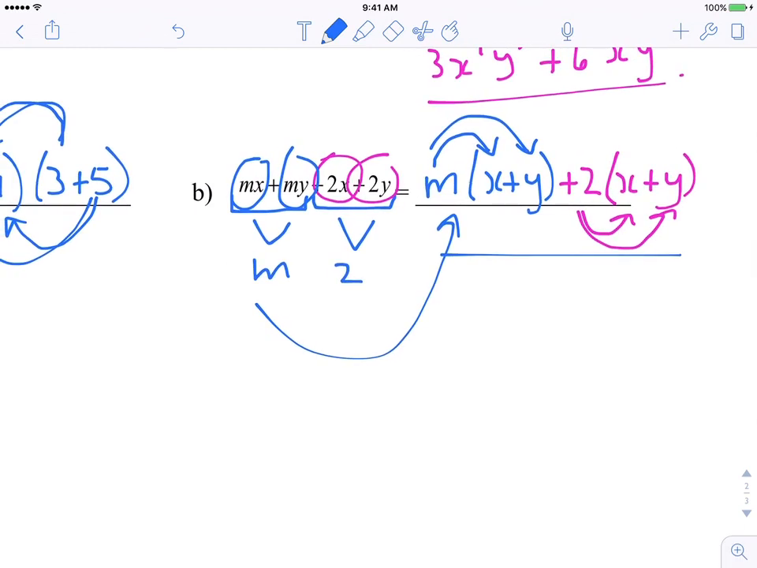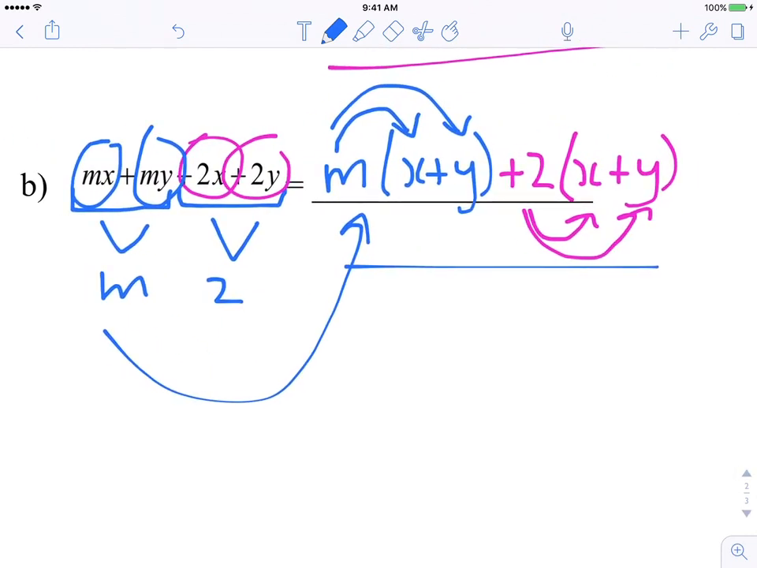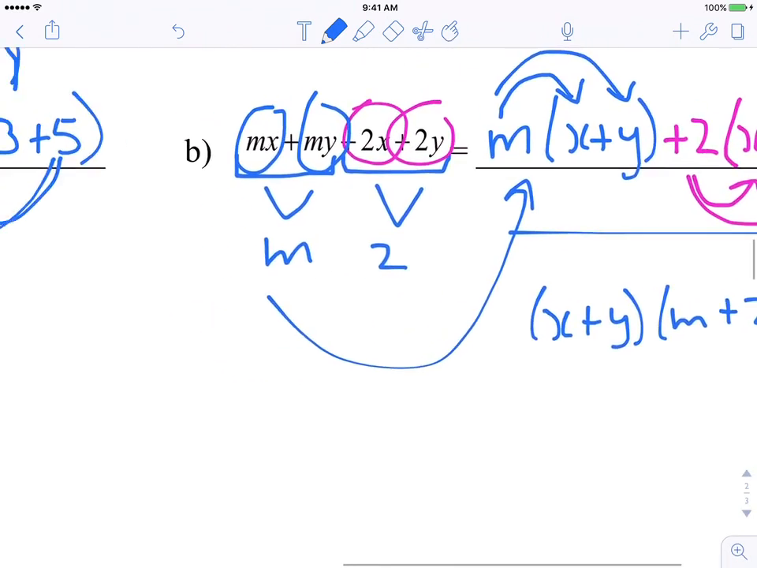We're going to do that here as well. So I have an m being multiplied by x plus y, and I have a 2 being multiplied by x plus y. So altogether, what's being multiplied by x plus y is an m and a positive 2. And that's factoring by grouping.